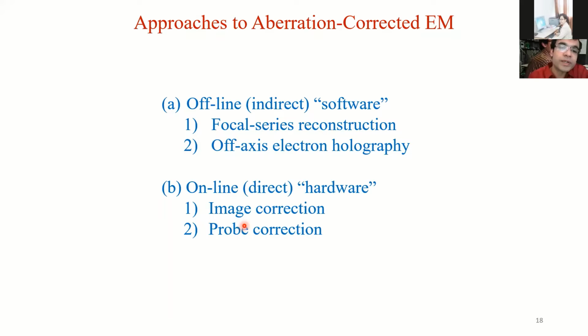So the first approach is focal series reconstruction. Here you record high resolution images at different defocus, and then you reconstruct those images and correct the spherical aberration thereof. Another way is off-axis electron holography, which is also an indirect approach, and this can also be used to correct spherical aberration and astigmatism in the images. And the other is online or direct aberration correction. So there are again 2 things: image correction, which is performed in conventional TEM, and probe correction, which is performed in STEM, or scanning transmission electron microscope.